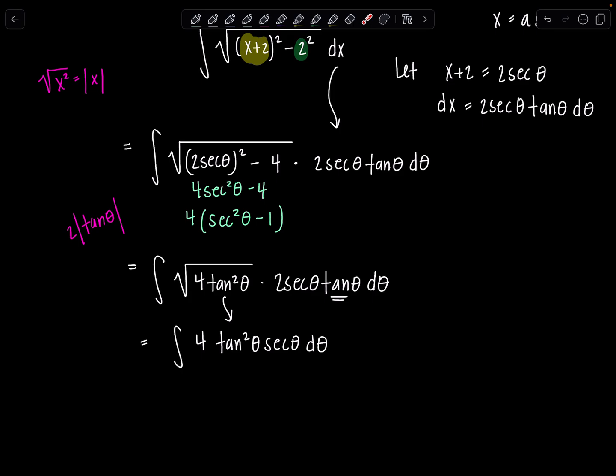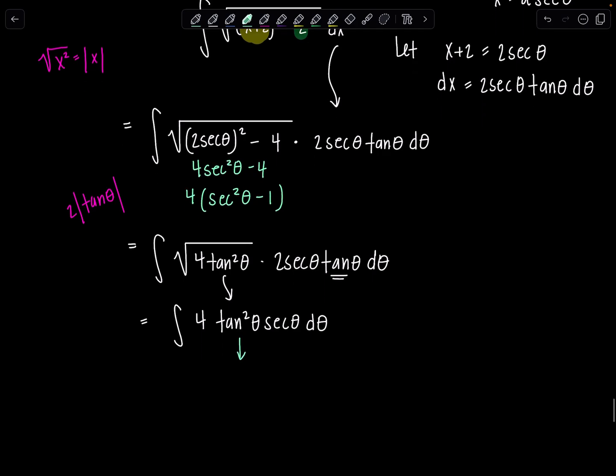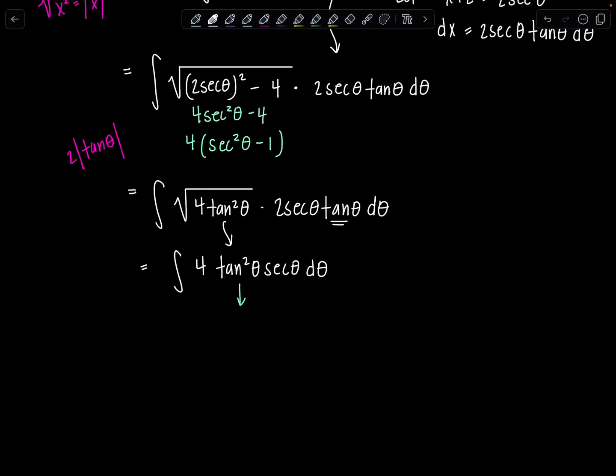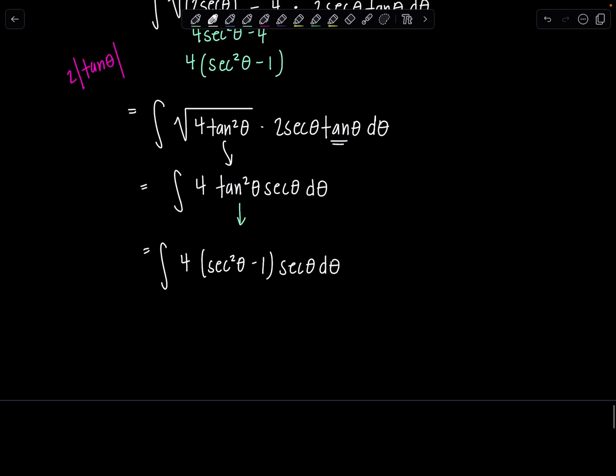So then you're like, oh no, I'm stuck. What should I do? All that's staring at me is tan squared theta. Perhaps I ought to try to replace it with the Pythagorean identity, which is the correct choice of action. So we've got 4 times secant squared theta minus 1, secant theta d theta. And then we can go ahead and distribute. Let me take the 4 out.